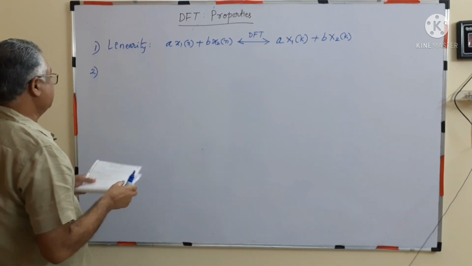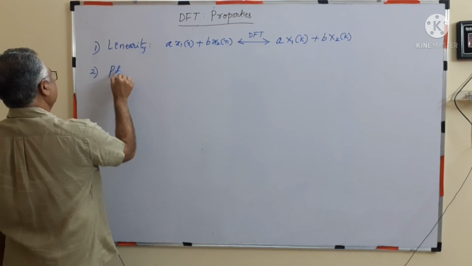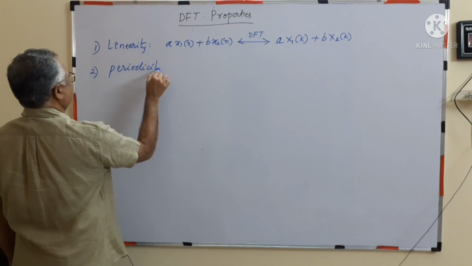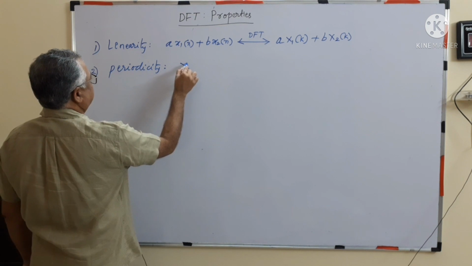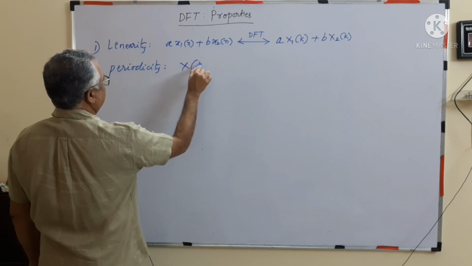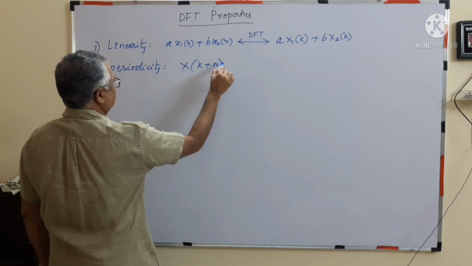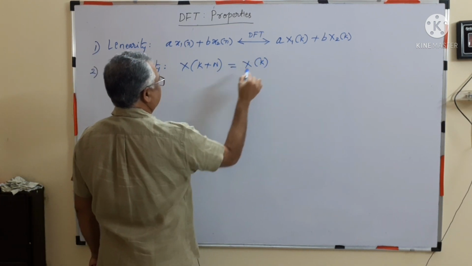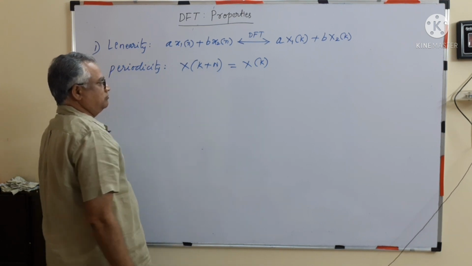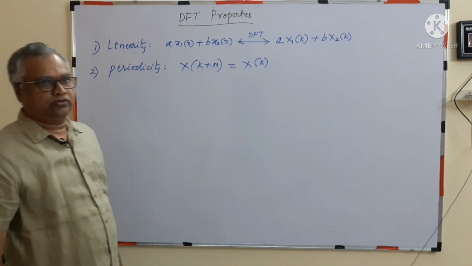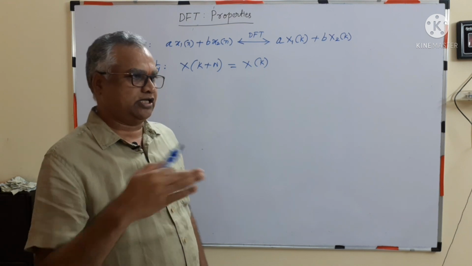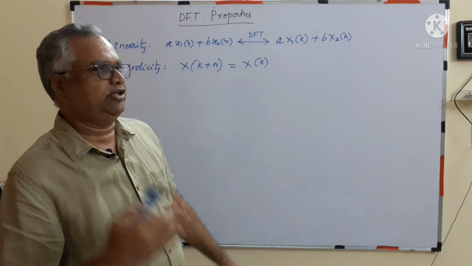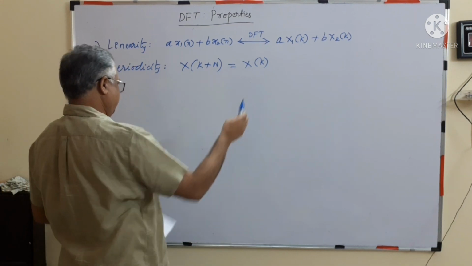The second one is periodicity. That is, x of k plus N is equal to x of k. N is the period. So if the sequence is periodic, its transform is also periodic, and after a period of N, the same sequence will come. That is the meaning of this.